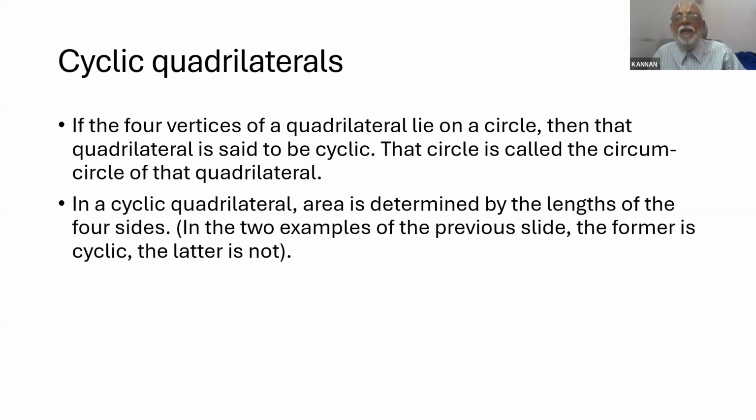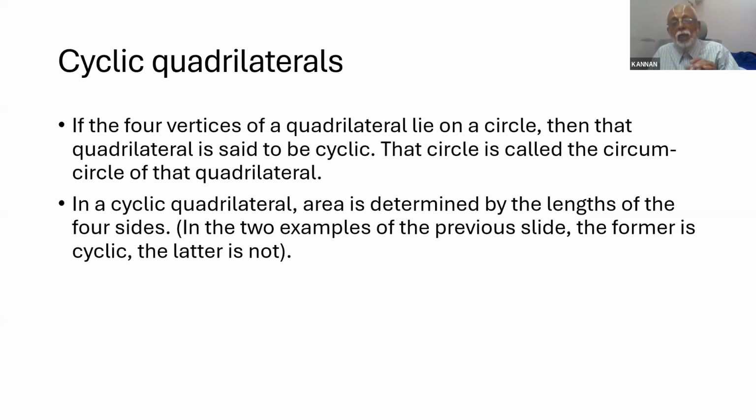First, I am saying what a cyclic quadrilateral is. If the 4 vertices of a quadrilateral lie on a circle, then we say that that quadrilateral is cyclic. That circle is called the circumcircle of that quadrilateral. In a cyclic quadrilateral, area is determined by the lengths of the 4 sides. What do we mean by saying determined? If the lengths are given, area is decided. The area cannot be different. It can be calculated through the lengths.